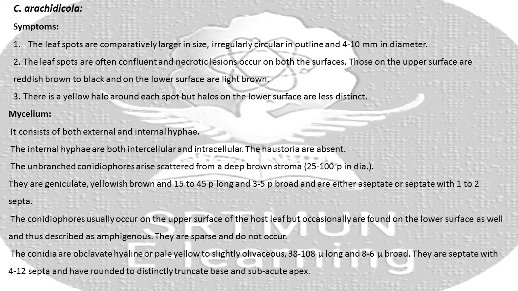Now, next, the conidia are obclavate, hyaline or palely yellow to slightly olivaceous, 38 to 108 micron long and 3 to 6 micron broad. They are septate with 1 to 12 septa and have a rounded to distinctly truncate base and subacute apex.